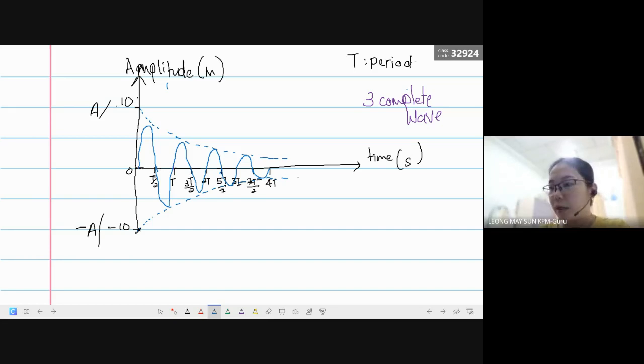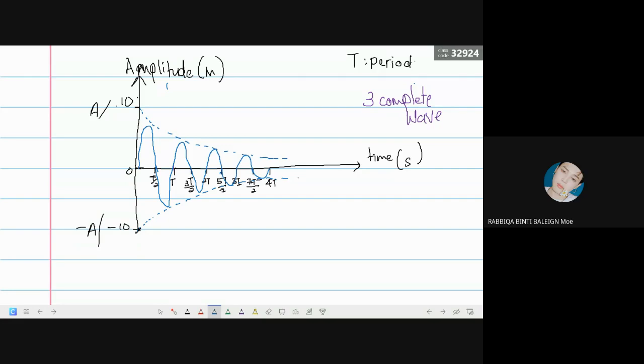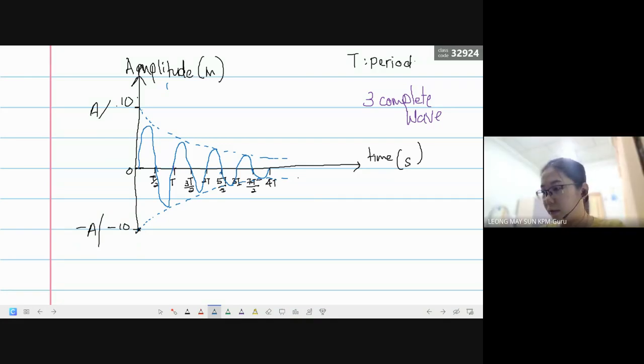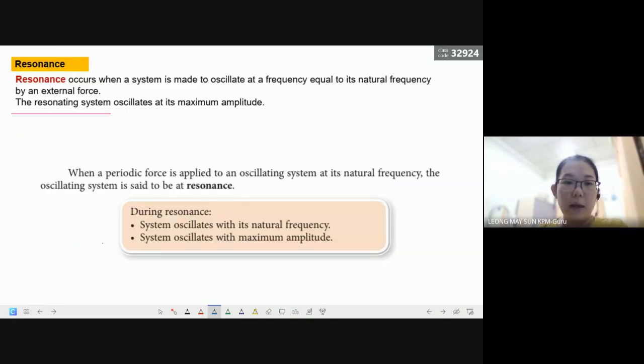Okay, so if you guys are all right, I'm going to proceed to resonance right now. Any problems with the graph? No problem, sir. All right, good. Okay. Now, let's look at the next one. We're going to go into resonance right now.